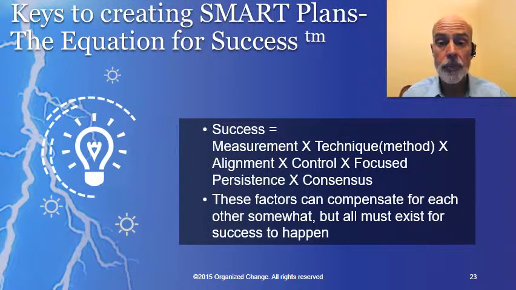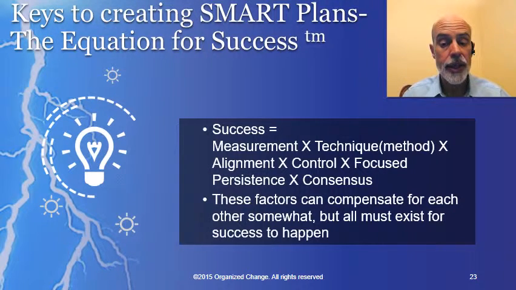One of which is measurement. Are you actually measuring what you need to measure? Secondly, what kind of technique or method are you using? If you're using a fire hose to stop a little fire, that's not going to be doing you much good. On the other hand, using a fire hose when you really should be using a toothpick is not exactly a very good technique either. In addition, alignment of systems is also important, as well as making sure that what you attempt to do, you actually have full control over.